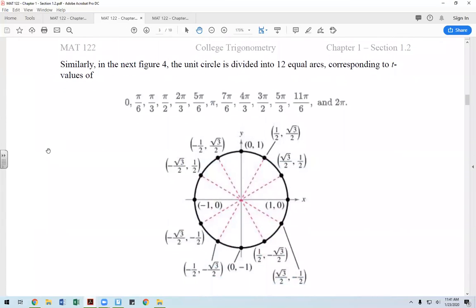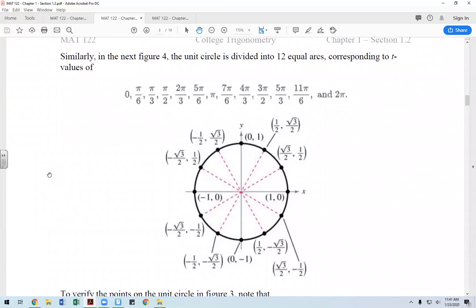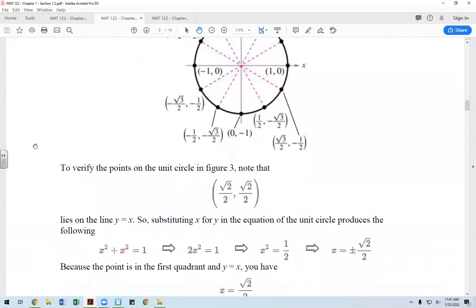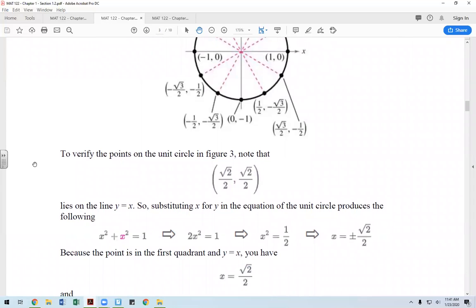But I kind of like this. Your textbook actually also does the 12 equal parts, and then it's showing you what those corresponding ordered pairs are going to be for all of those points. So let's take a look at just some simple ways of how we're coming up with these points.